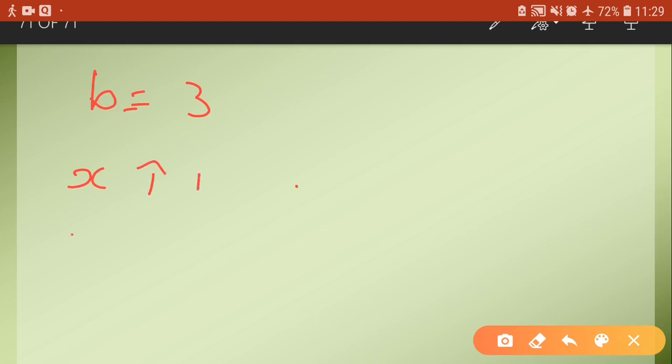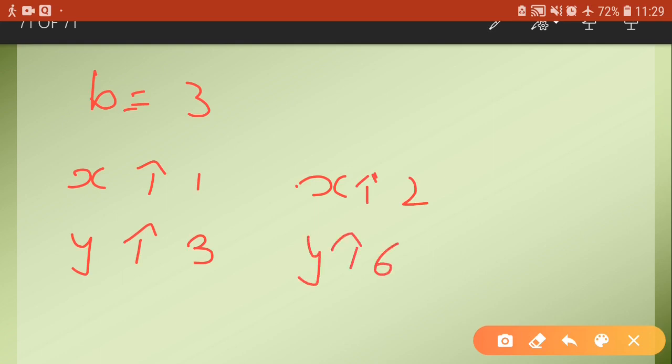Let's take another example. It's quite easy, so you should be clear. If b is, say for example, 3. Now if x increases by 1 unit, then y increases by 3 units. If x increases by 2 units, then y increases by 2 3s are 6 units. If x increases by 3 units, y increases by 3 3s are 9 units.